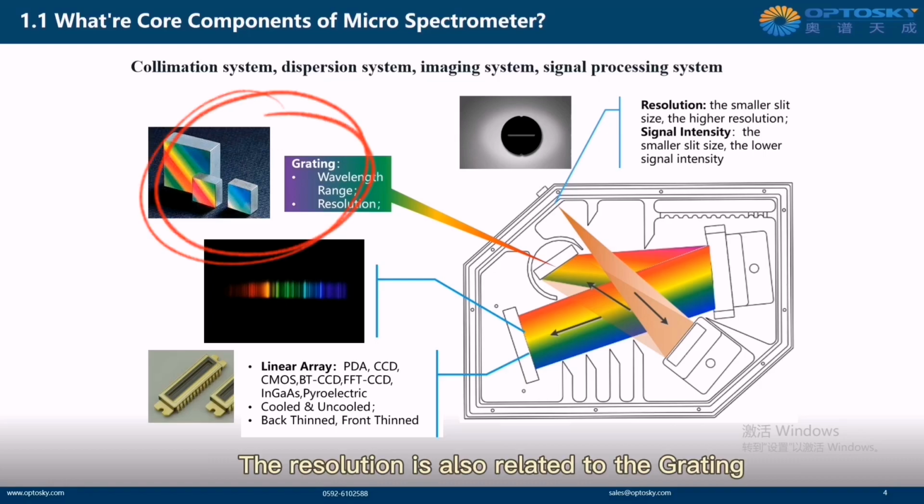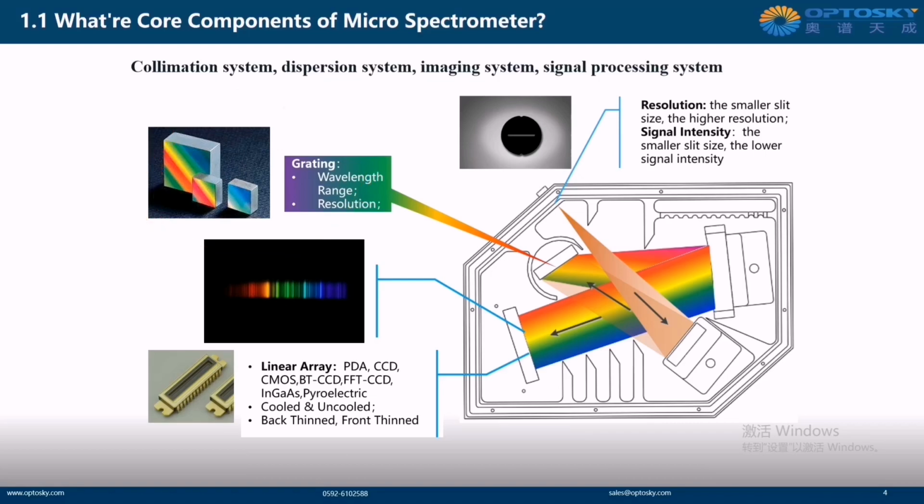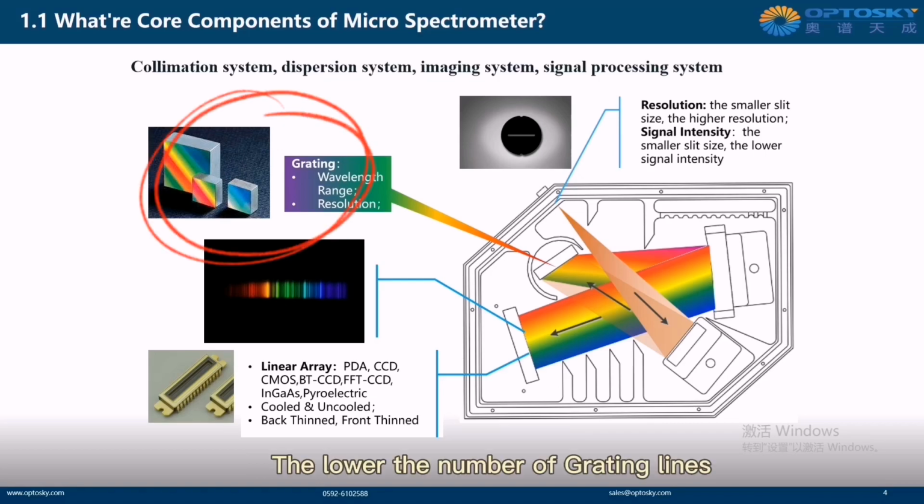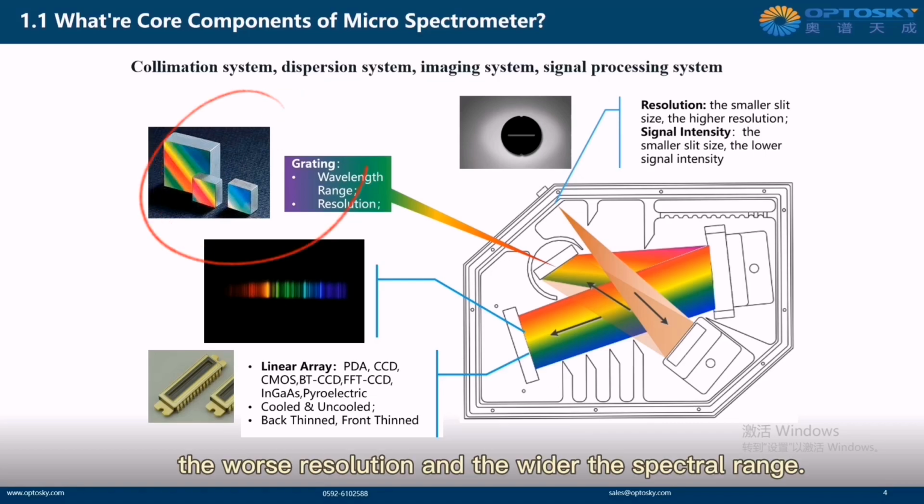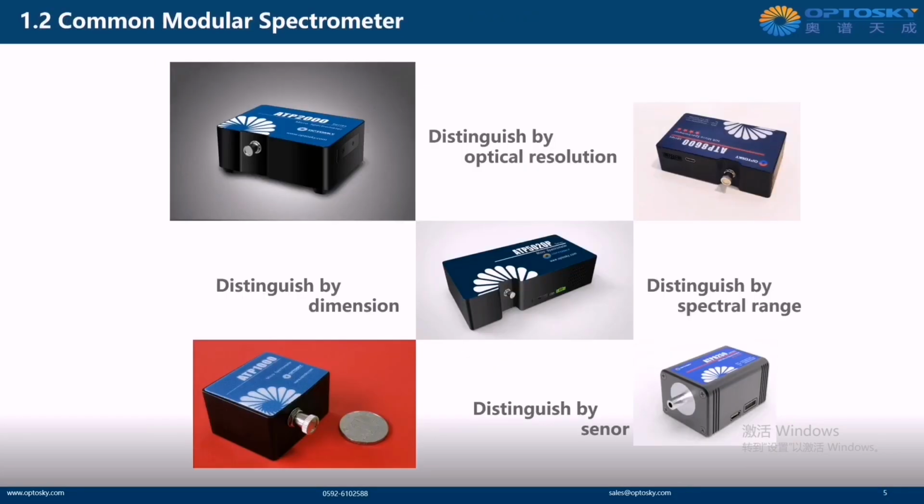The resolution is also related to the grating. The lower the number of grating lines, the worse the resolution and the wider the spectrum range. Optosky can provide a choice of common modular spectrometers, with their optical resolution, dimension, and serial spectrum range.